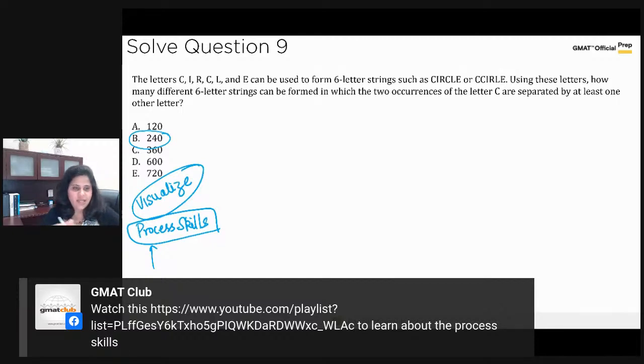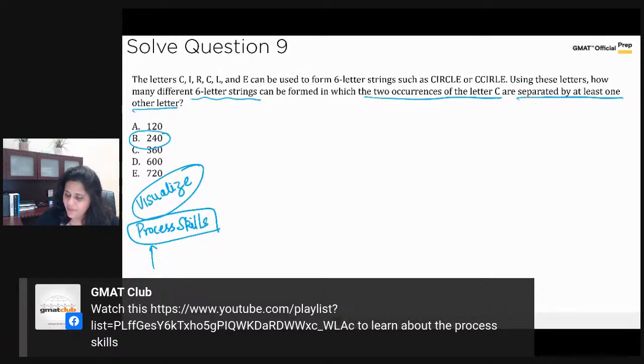Okay, all right. So let's come back to this question over here. Similar question, but there is this extra constraint. What's given is, using these letters, how many different 6-letter strings can be formed in which the 2 occurrences of letter C are separated by at least one other letter?